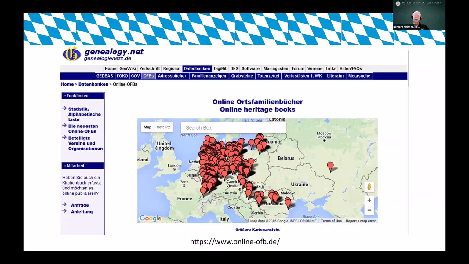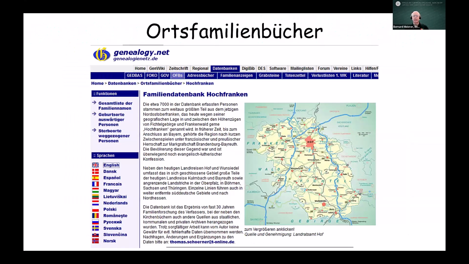But Genealogy Net, CompGen site, has online books for, again, not just what we consider Germany. You can see the Germans from Russia. They're on the Black Sea and over in Germany, and continuing into Switzerland as well. You find it by looking for Databank and OFB, Ortsfamilienbücher. Then you can go and pick one you might be interested in.